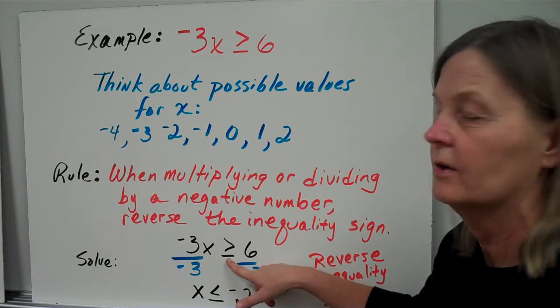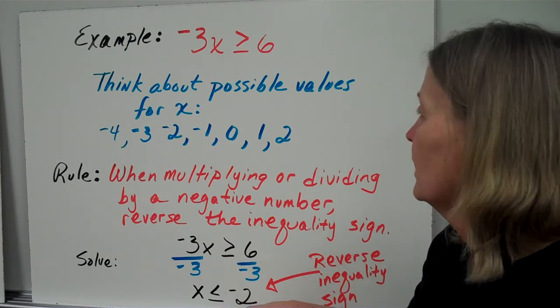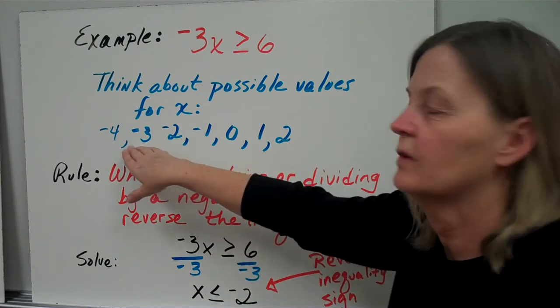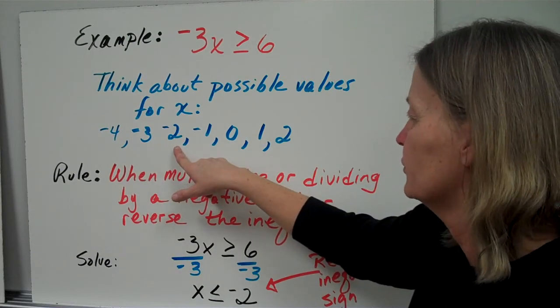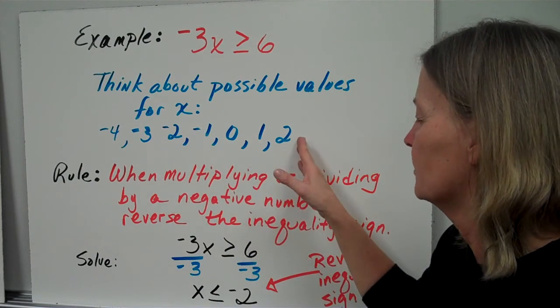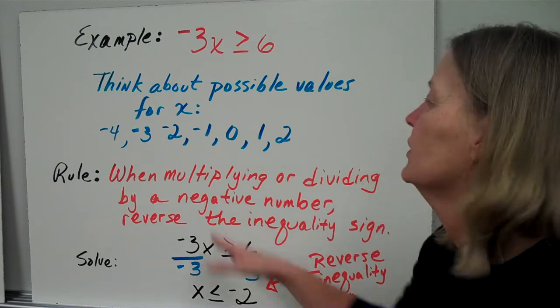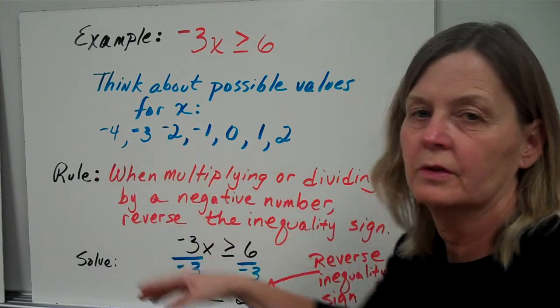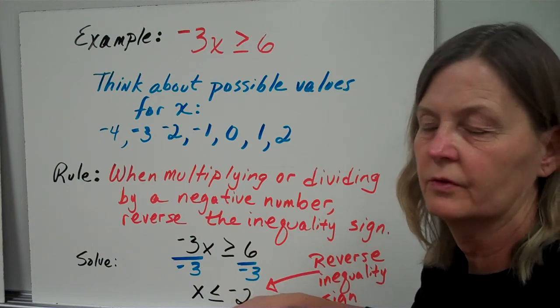So it started as greater than or equal to, and you're going to make it a less than or equal to. If you remember, when we were testing these numbers, the -4, -3, and -2 were solutions. However, the -1 was not, as well as these numbers. And that proved true. x is less than or equal to -2. So those were the solutions. And again, that shows you that you did need to reverse this inequality sign.